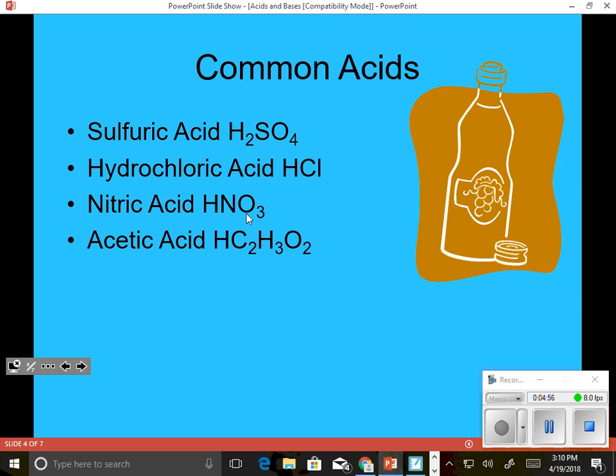Nitric acid, HNO3. This will be used during the semester project a fair amount. And lastly, acetic acid, HC2H3O2. Acetic acid is commonly found in chemistry classrooms because it's used for spill cleanup. If you spill a base, which we'll talk about bases in a little bit here, acetic acid is often poured on it to help neutralize that base to make it safe. Acetic acid is the main ingredient in vinegar. So you might see jugs of vinegar laying around a chemistry classroom to help keep them safe from spills.